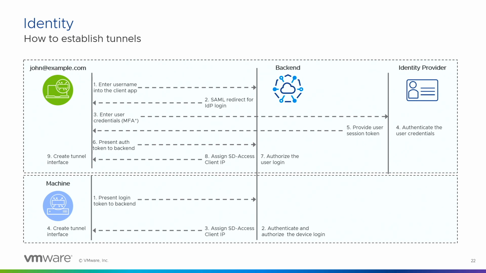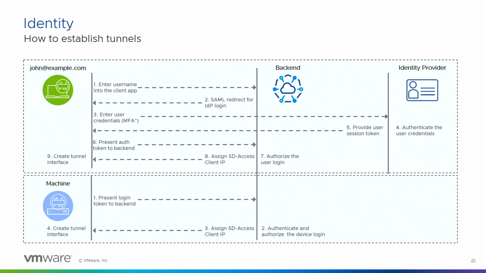So once the authentication is completed, we get a session token for that user, and that information is passed to the backend, it's passed to the client. And so the client can then pass that to the backend and authenticate itself. So assuming this all works, the backend authorizes the login, it's going to assign the client IP address for use of communication across the overlay. And then at that point, the client itself will create the tunnel interface with all the information it needs to start forwarding traffic across the fabric.